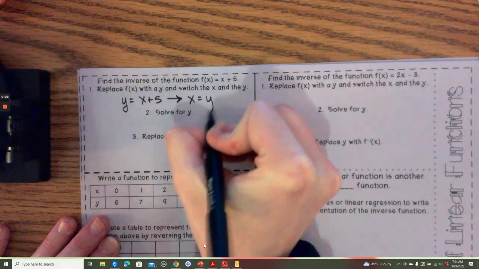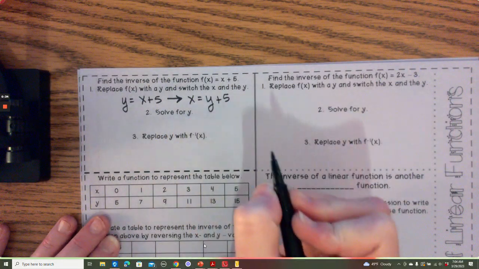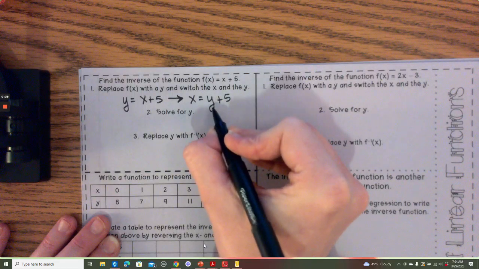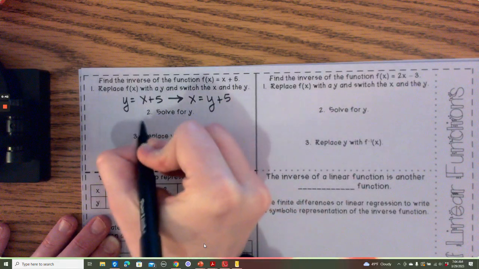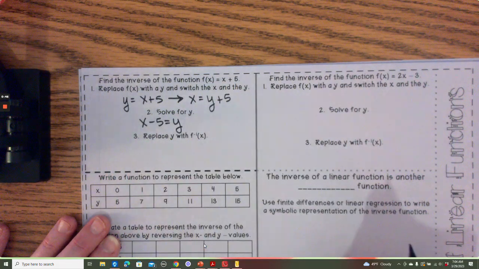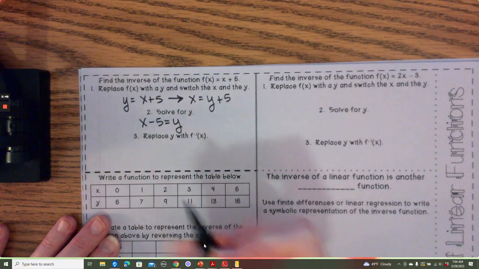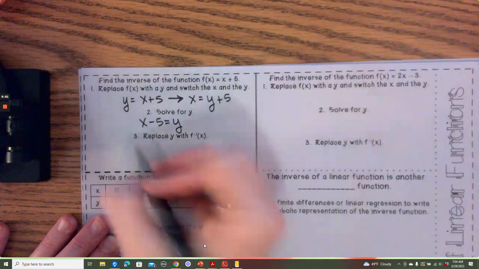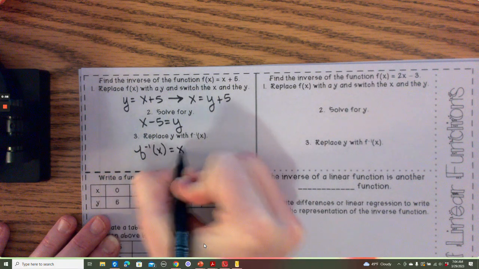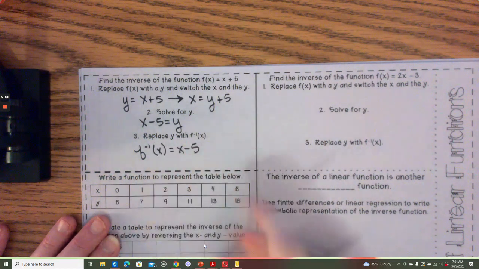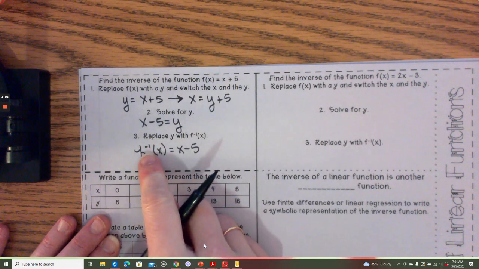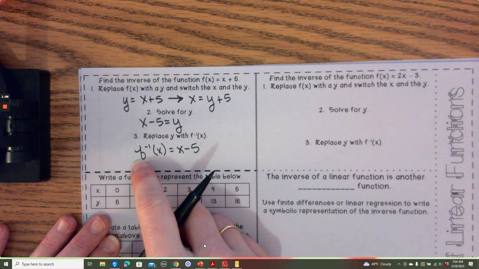X equals y plus 5. Then we're going to solve for y, so we want to get everything away from y. So we would subtract the 5 from both sides. Okay, so we got y by itself. And then we're going to replace the y with f to the negative 1 of x equals x minus 5. So I flipped the whole equation itself. So this is the representation, the symbol for it being an inverse of something.